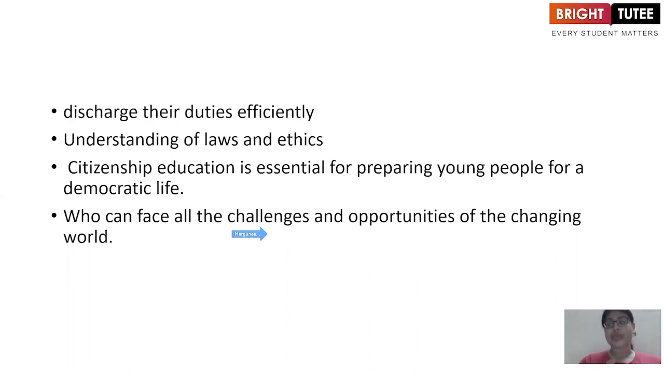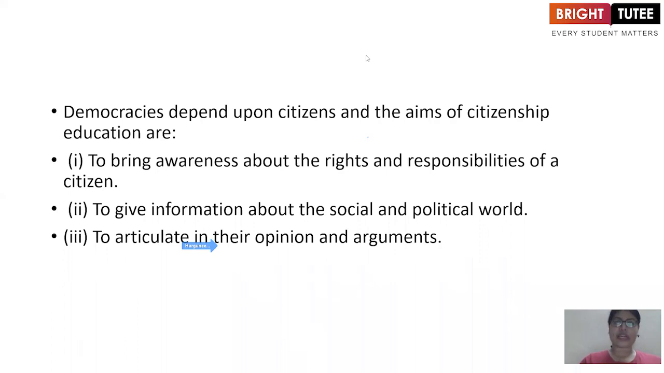So it's important that we as a nation, as educated minds, work collectively, especially during circumstances which are challenging, uncertain circumstances. And it's also important to understand that democracies depend upon citizens and the aims of citizenship education. And these aims of citizenship education are to bring awareness about the rights as well as the responsibilities of a citizen. So it's a reciprocal relationship where you, as a citizen of any nation, have your own rights as well. And at the same time, you have certain responsibilities and duties to carry out.